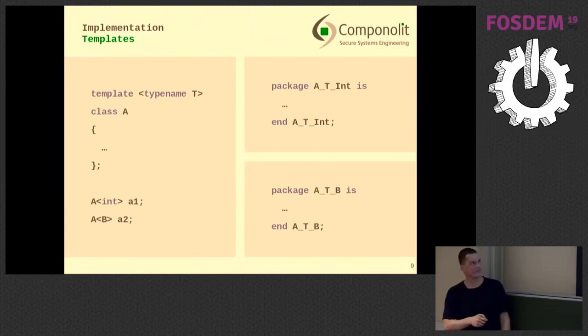And for Ada, we have to somehow map this. Since we don't have templates, we just use some name mangling. So the class A gets A, and then underscore T for template, and then underscore int for the integer here. And the other thing is a package A underscore T and underscore T for B for the instance of B. And then we have two separate things which we can use from Ada. And if we call something from this package, actually this instantiation of the template will be used.